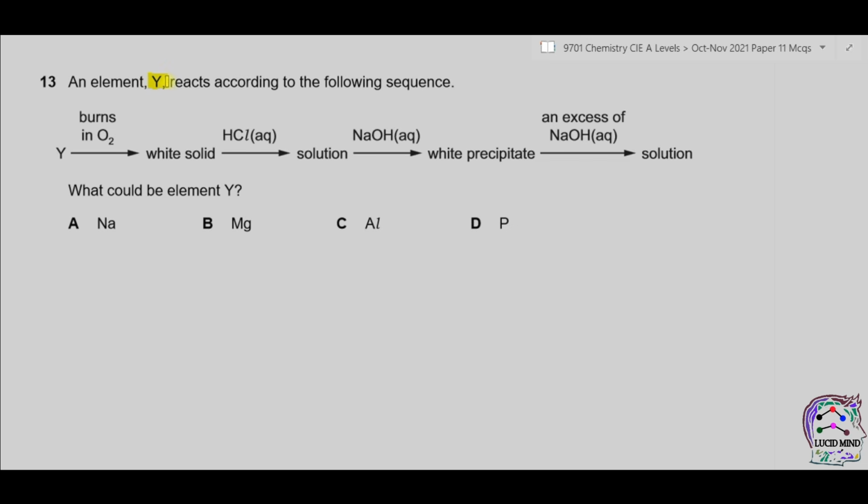Question 13. An element Y reacts according to the following sequence. Y burns in oxygen to form white solid, then it reacts with HCl to form solution, then sodium hydroxide to form white precipitate, and excess of sodium hydroxide to form solution. What could be element Y? First step is burning in oxygen to form white solid. Sodium forms sodium oxide, magnesium forms magnesium oxide, aluminum will form aluminum oxide, and phosphorus will form phosphorus oxide. All these are white solids, so therefore step 1 is true for all of them.